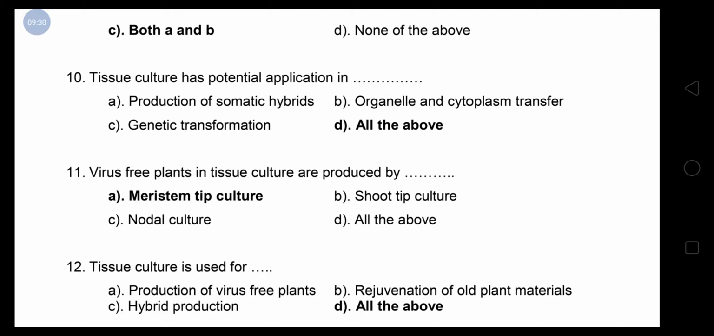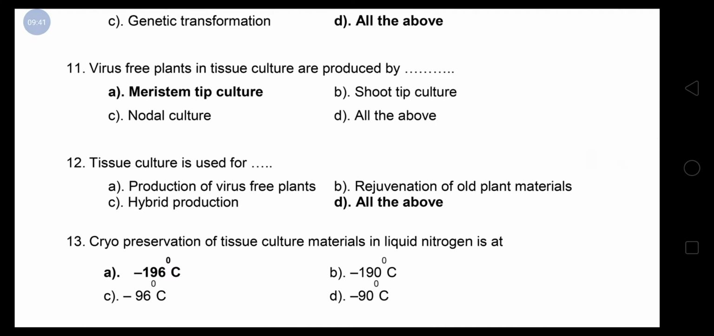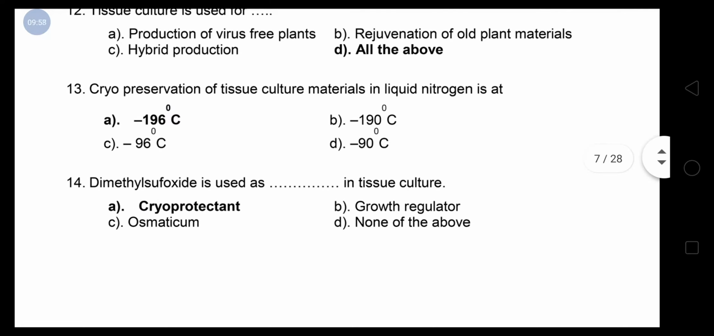Virus-free plants in tissue culture are produced by meristem tip culture. Remember, virus-free plants in tissue culture are produced by meristem culture. That means meristems are young growing shoot buds that are free of viruses. Tissue culture is used for production of virus-free plants, rejuvenation of old plant materials, and hybrid production. Cryopreservation of tissue culture material in liquid nitrogen is at, as I told you, minus 196 degrees Celsius. Dimethyl sulfoxide is used as a cryoprotectant in tissue culture.